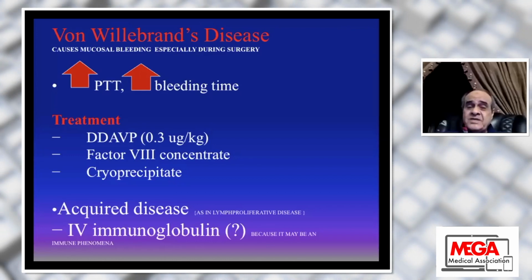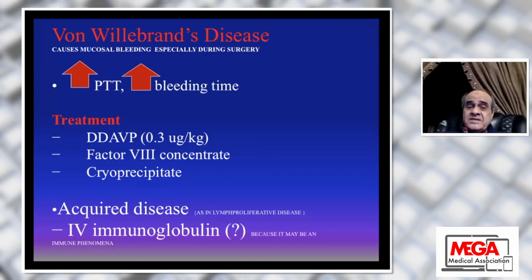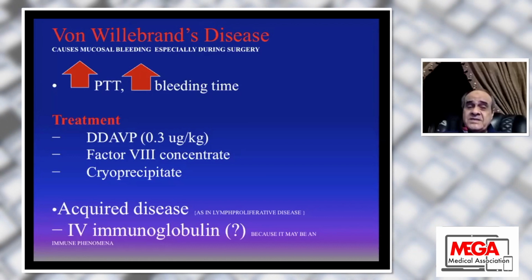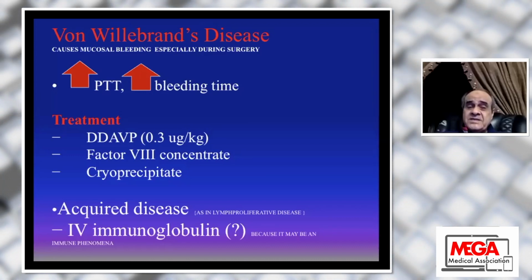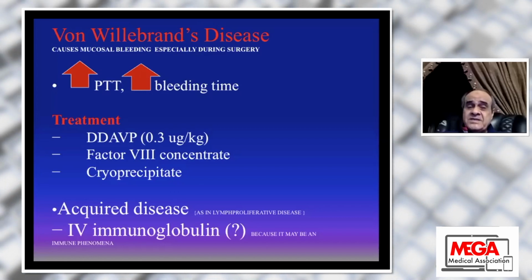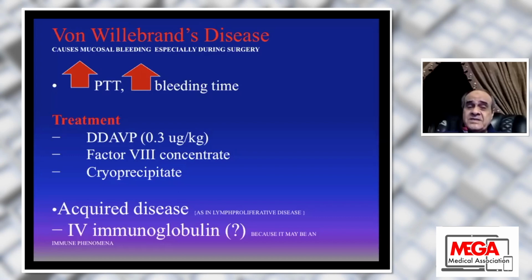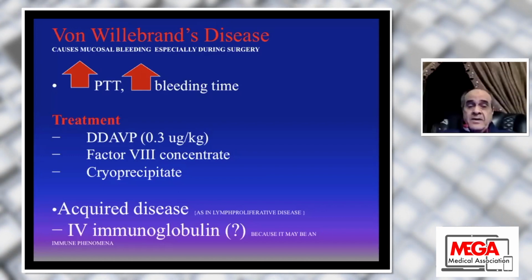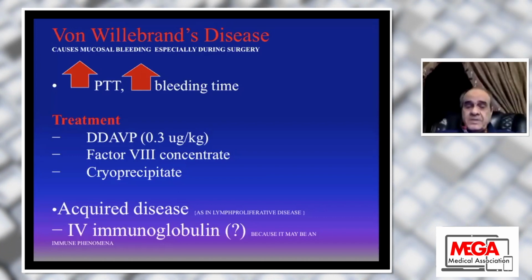desmopressin, which is synthetic from vasopressin, and we give 0.3 microgram per kg, either nasal spray or IV. If not responding, we can push factor 8 concentrate or cryoprecipitate in such situations.